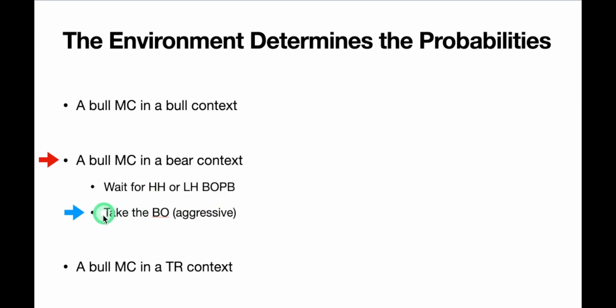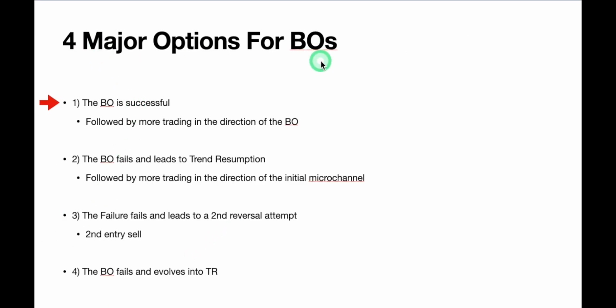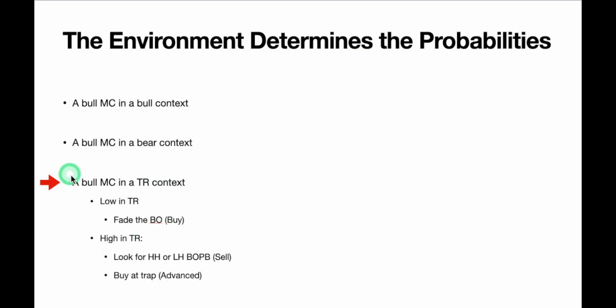So betting that the first breakout will succeed, it's more aggressive, but there are situations where that's more likely. And we're going to talk about that when we go through the 4 major options of breakouts and talk about when the breakout is most likely to be successful right away. And the third environment is a bull microchannel in a trading range context. And if we're in a trading range, you have to determine, are we low in the range or are we high in the range? Because it's going to lead to different outcomes.